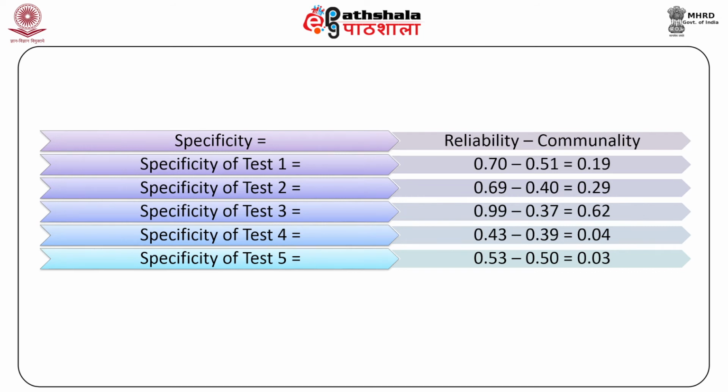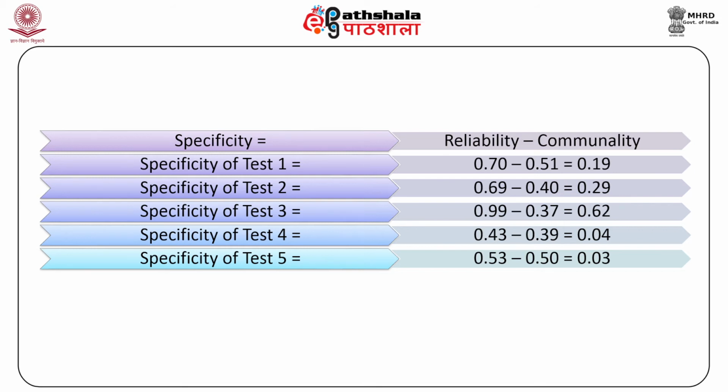Specificity is equal to reliability minus communality. Specificity of test 1 is equal to 0.70 minus 0.51, which is equal to 0.19. Specificity of test 2 is equal to 0.69 minus 0.40, which is equal to 0.29.